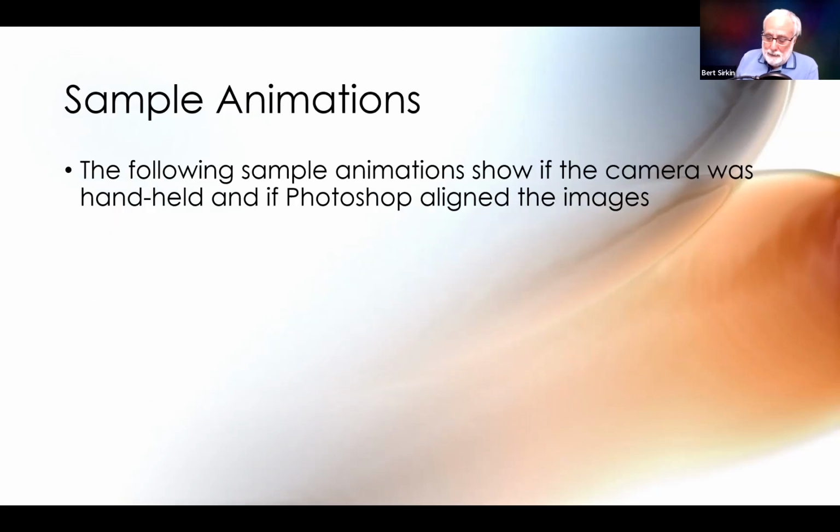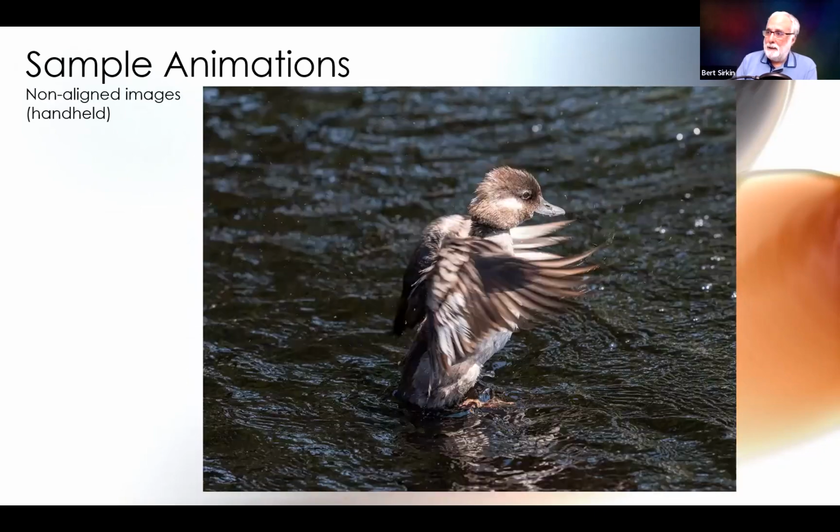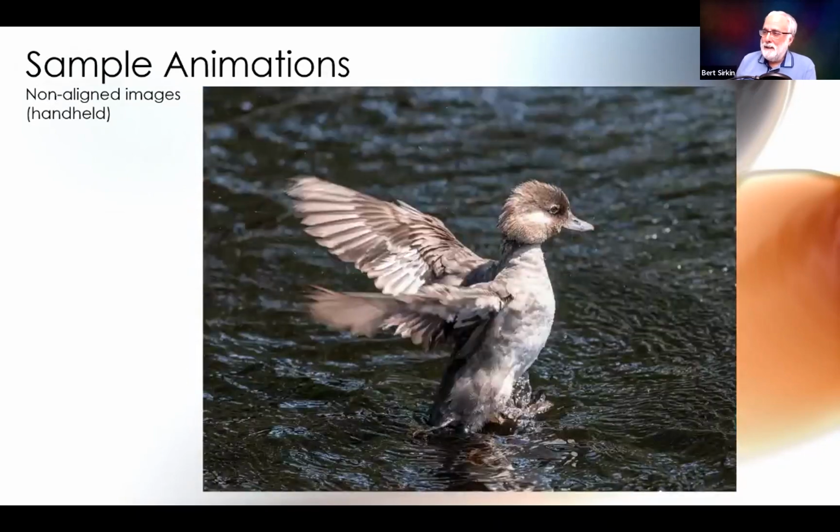So here are some examples. In the following animations I'm going to show you, some of them were handheld, some of them were on a tripod, and I'll indicate that. And I'll also indicate if it was handheld, whether I had Photoshop align the images. And you'll see the differences when they are aligned and not aligned. Okay, so here's the first one.